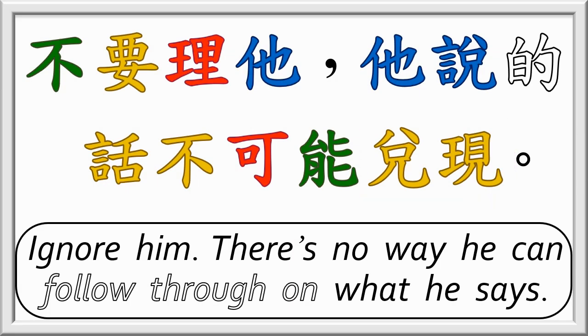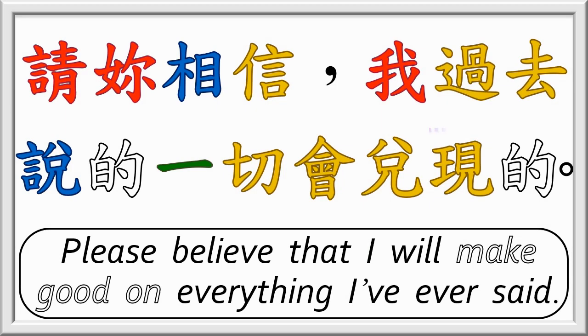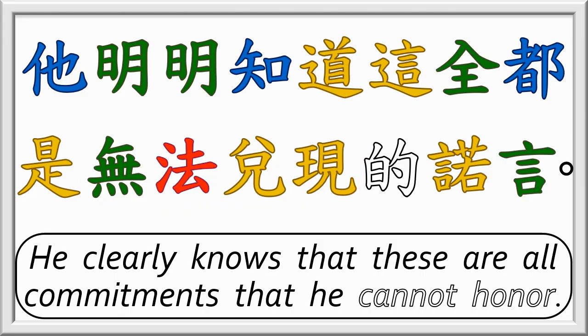不要理他，他说的话不可能兑现. Ignore him. There's no way he can follow through on what he says. 请你相信，我过去说的一切会兑现的. Please believe me that I will make good on everything I've ever said. 他明明知道这全都是无法兑现的诺言. He clearly knows that these are all commitments that he cannot honor.